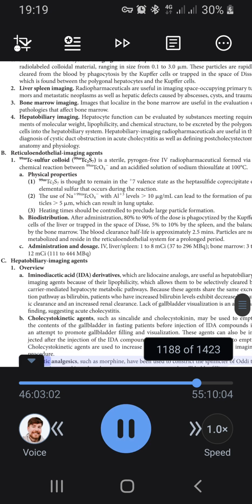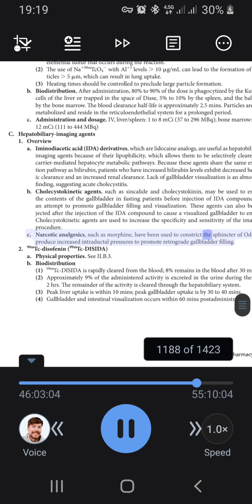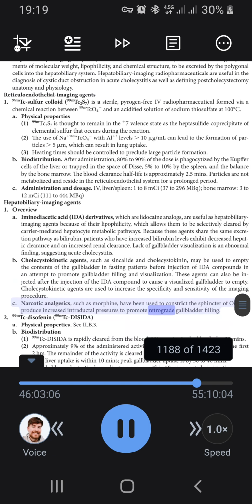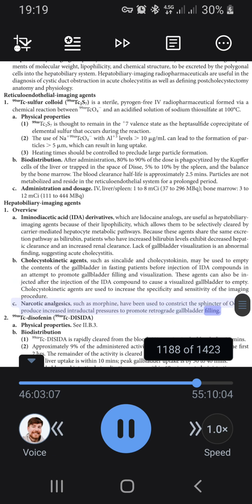C. Narcotic analgesics, such as morphine, have been used to constrict the sphincter of Oddi to produce increased intraductal pressures to promote retrograde gallbladder filling.